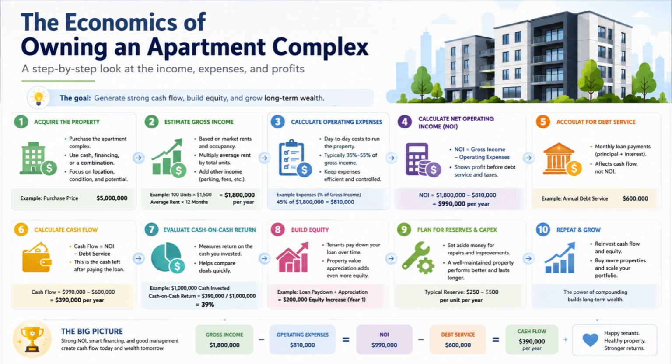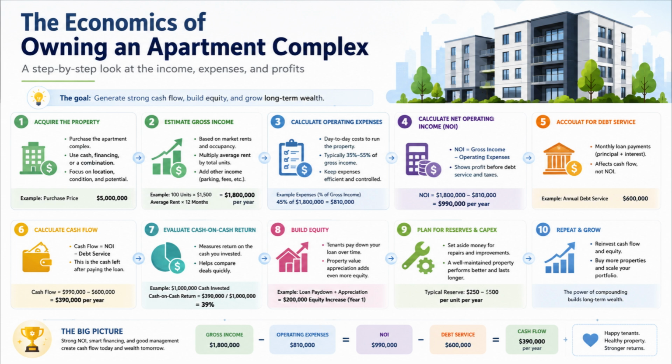At the same time, the owner builds equity. Equity increases in two main ways. First, tenants are helping pay down the loan through their rent payments. Second, if the property value goes up over time, the owner gains appreciation. For example, loan paydown plus appreciation may create a $200,000 equity increase in the first year. This means the investor is not only earning cash flow but also building long-term wealth.